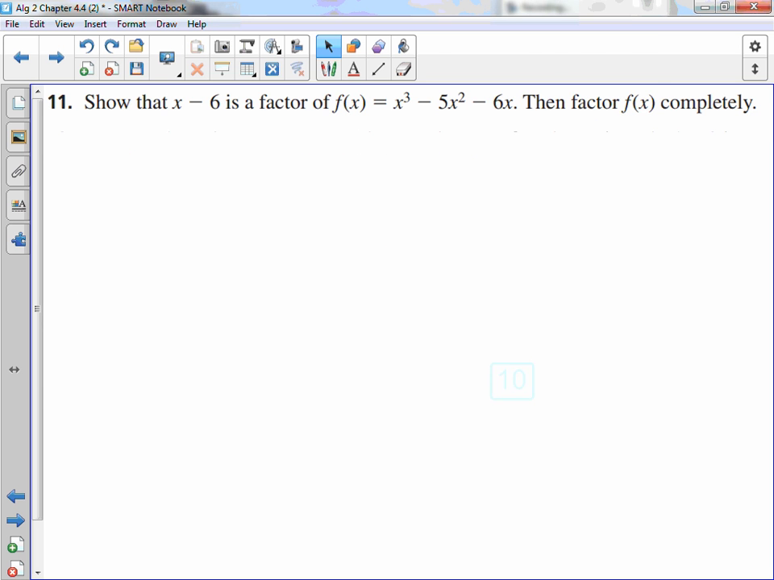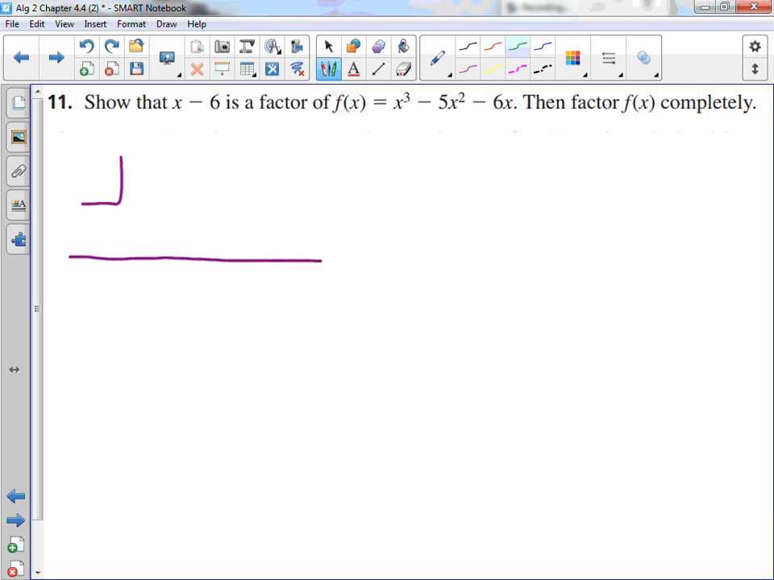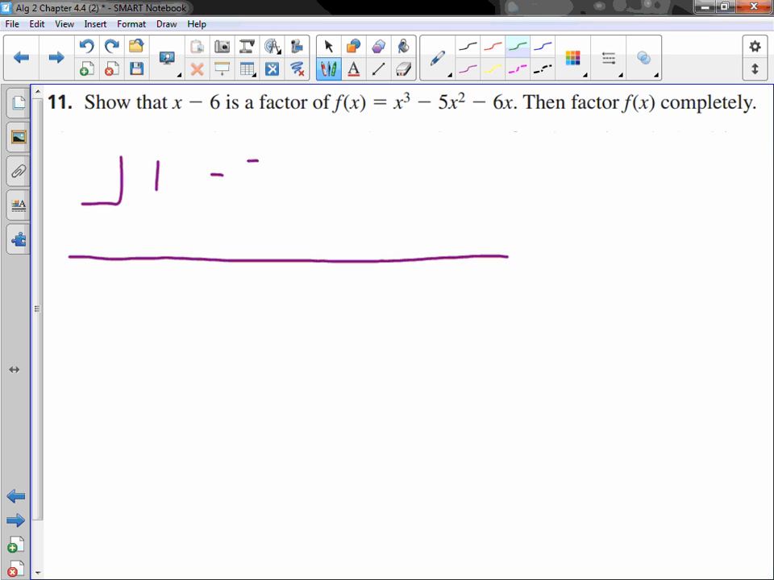Let's do this one here. This will be the last one that we do. Now going across the top, 1 for x cubed, 5 for x squared, negative 6 for x, and then 0. And we're going to drop the 1. And then what's going to go in the cubby hole? It's going to be positive 6, because x minus 6 equals 0.